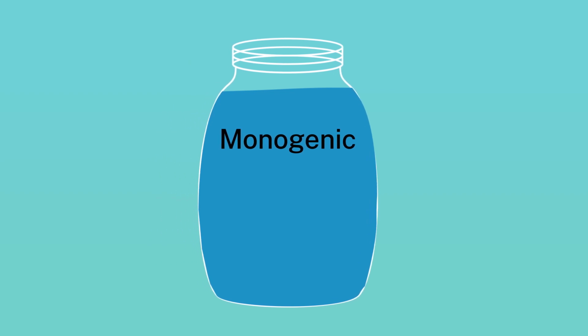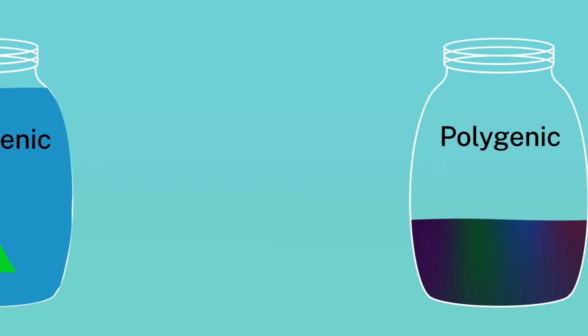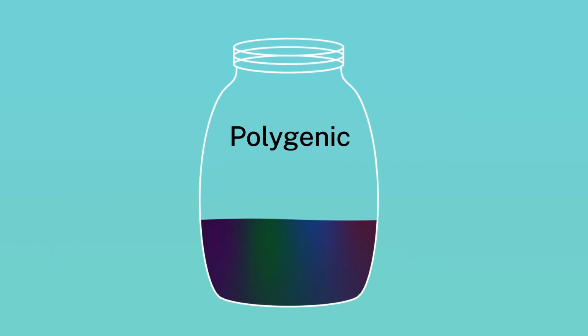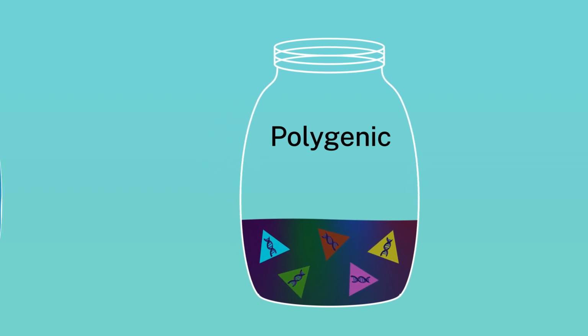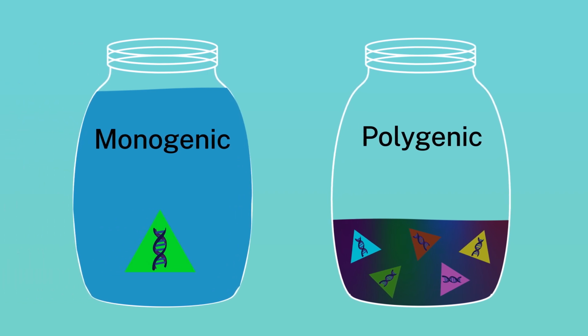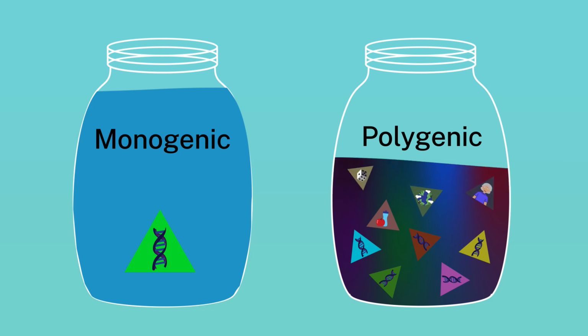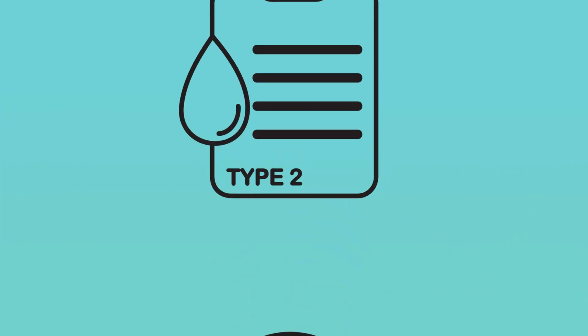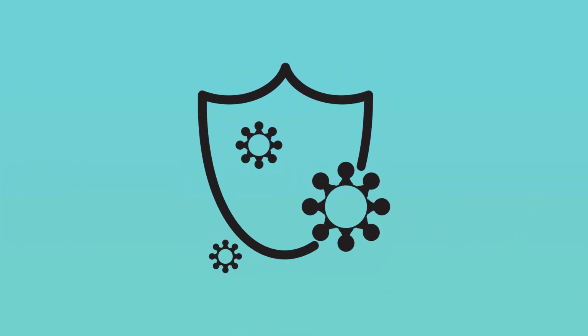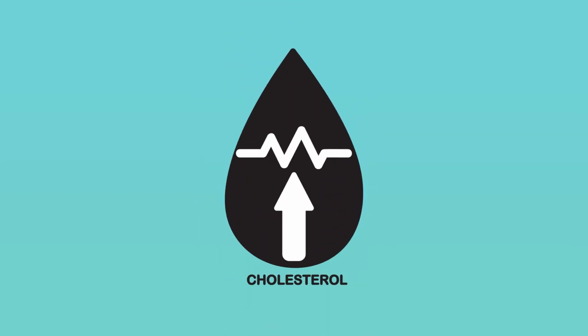For monogenic conditions, the jar may be mostly or entirely full of genetic risk at birth. For polygenic conditions, the jar is often much less full at birth, even if many different genes add risk to the jar. As time goes on, the jars may become filled with more risk from factors like lifestyle, environment, age, or chance. The importance of these other factors depends on the amount of initial genetic risk. Examples are mental health concerns, type 2 diabetes, autoimmune conditions, or high cholesterol.